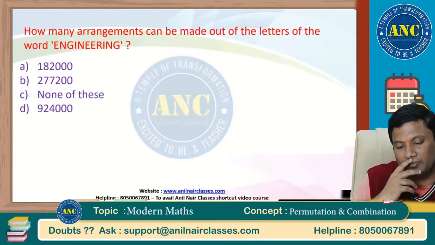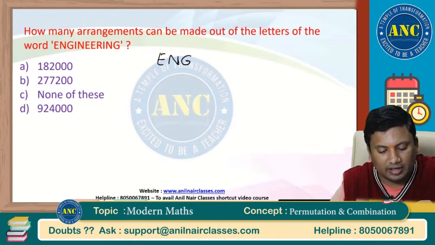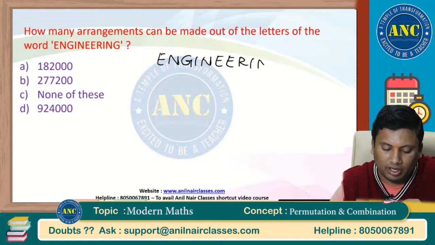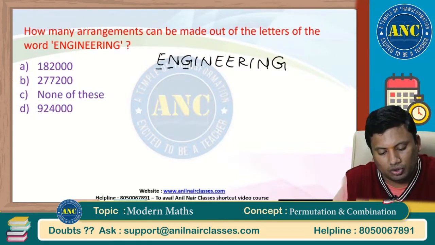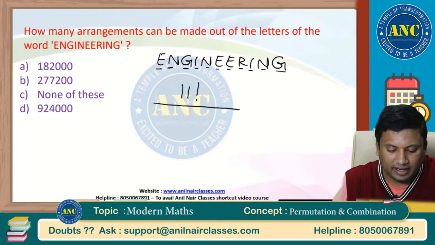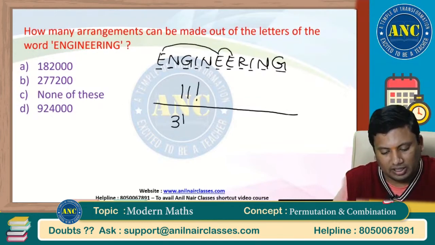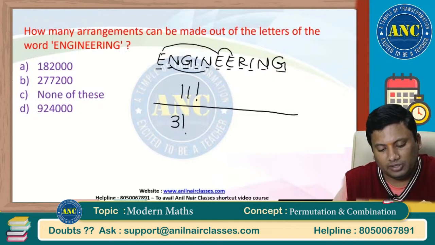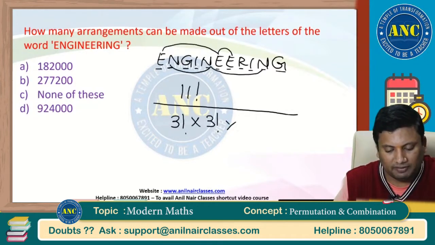How many arrangements can be made out of the letters of the word engineering? Exam model questions, sir. Engineering. Total how many are there? 1, 2, 3, 4, 5, 6, 7, 8, 9, 10, 11. Answer is nothing but 11 factorial. E how many times it is present? E is present 3 times. N how many times it is present? It is again present 3 times, into 3 factorial.